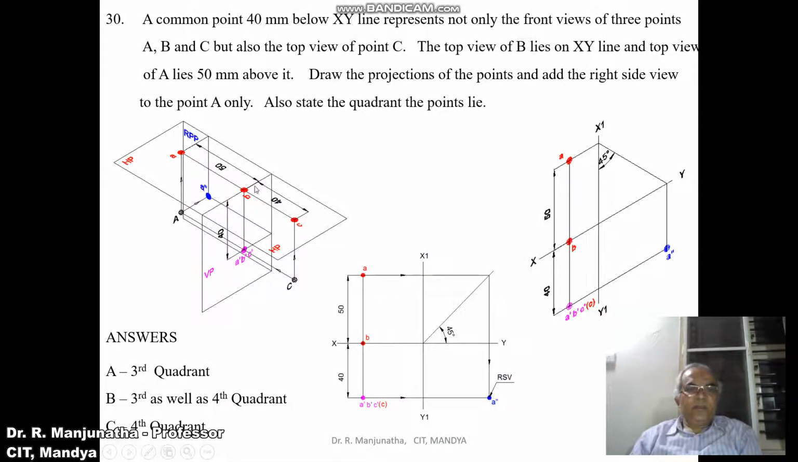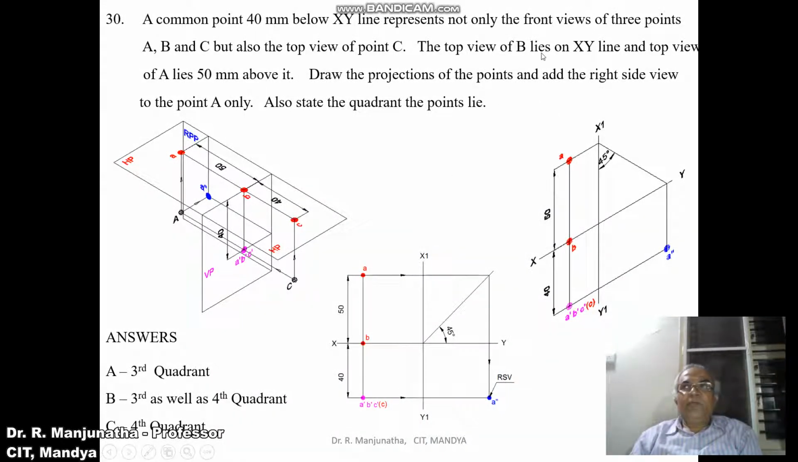So we are considering this fourth quadrant, and this point C will be in front of VP by 40 mm. So when you look from the top view, the distance is projected onto the horizontal plane. So that means this point will be here.